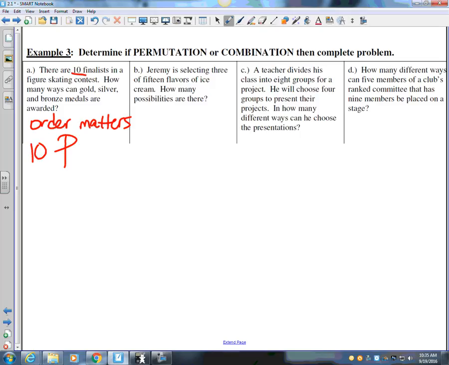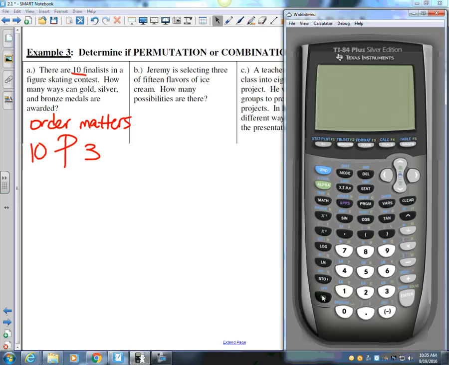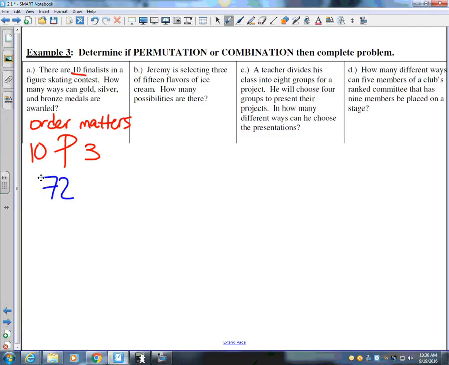And how many people am I picking? 3. Okay. In your calculator, the first thing you type in is 10. Then you hit the math button, and you go over to PRB. That stands for probability. That's the name of this chapter. Go over to PRB, and you're going down to number 2. P stands for permutation. That's what problem this is, a permutation problem. And then you need to type in the 3. And the calculator tells you there are 720 ways to award the medals.